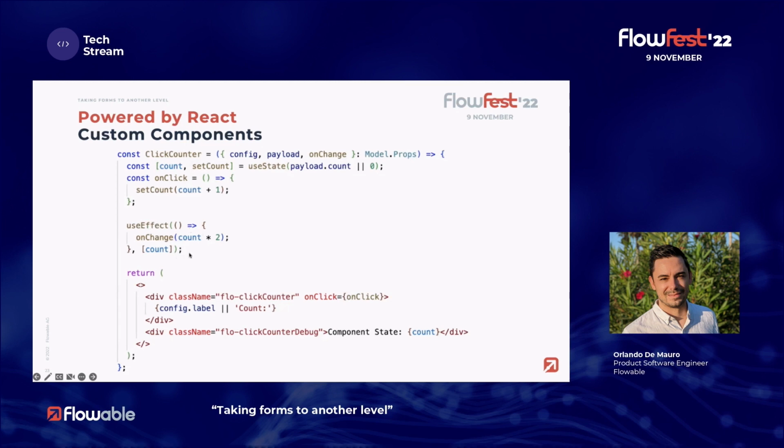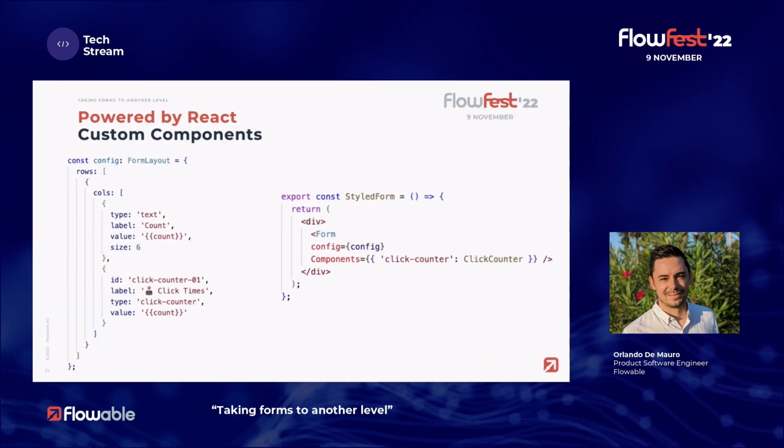So if you are not familiar with useEffect, it's just a simple function that is called every time, in this specific case, that count changes. So every time a dependency in the dependency array changes, it will be called. So in this specific case, every time the user clicks on the div, we increase the count by 1, and then we call the onChange function, that is the onChange received from the form engine, with count multiplied by 2.